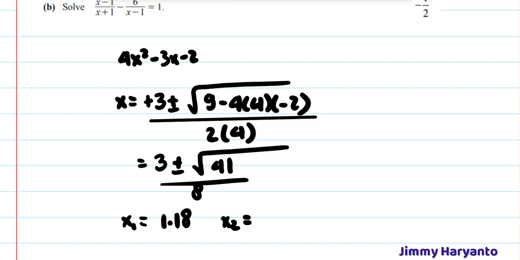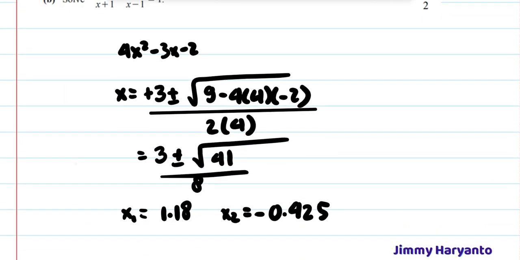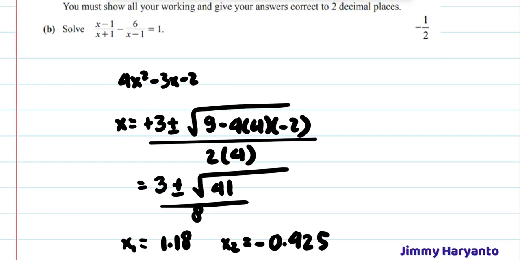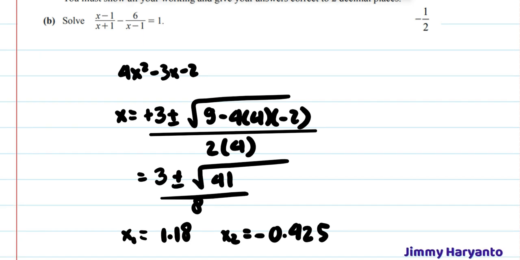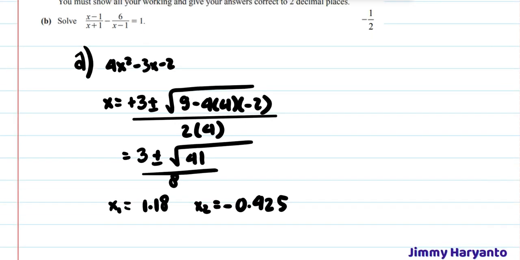The second x is negative 0.425. Yeah, it is 0.43. Okay, good. That is the first, the A. And then let's do B.